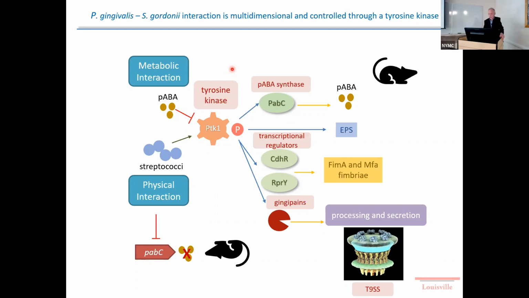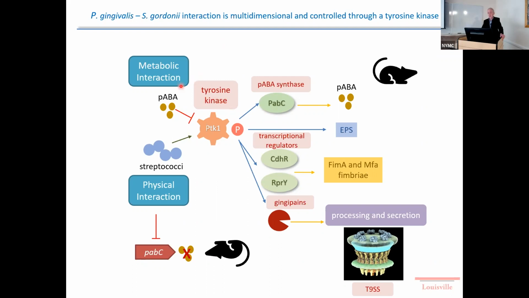There was a metabolic interaction mediated by PABA, and then there was a physical interaction that is mediated by the two organisms being attached to each other, being physically associated with each other. But they both feed through a tyrosine kinase, a bacterial tyrosine kinase. Obviously, tyrosine kinases are very well defined in eukaryotic signaling systems, less so in bacterial signaling systems, but they are becoming more recognized and more studied.